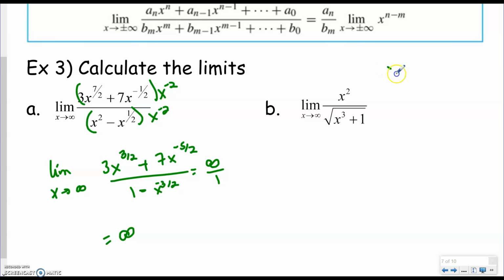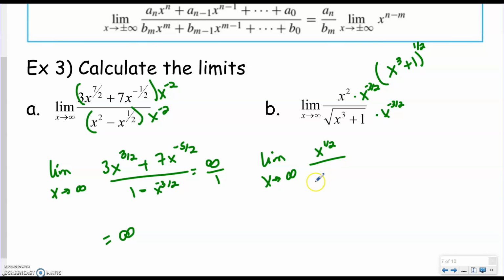For the next one, it's important to note that x to the third plus 1 inside the square root is the same as saying to the 1/2. So this is behaving like x to the 3 halves. So I'm going to multiply by x to the negative 3 halves throughout. So when I do that, I get the limit as x approaches infinity of x to the 1/2 divided by x to the, this is really saying x to the 3 halves times the square root of 1 plus x to the negative 3.